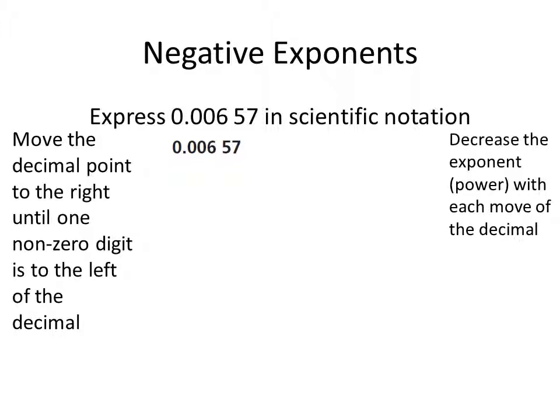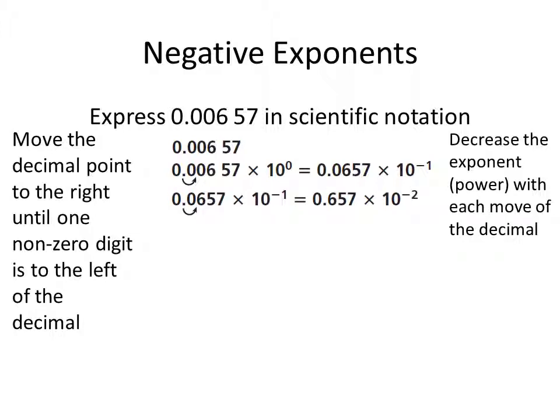As we do that, we're going to decrease the exponent, or the power, with each move of the decimal. So here we move the decimal place 1 to the right, and we decrease to a power of 10 to the negative 1. We move it another place to the right, and now we're at 10 to the negative 2. And we move it a third place to the right here, giving us our final number, 6.57 times 10 to the negative 3.